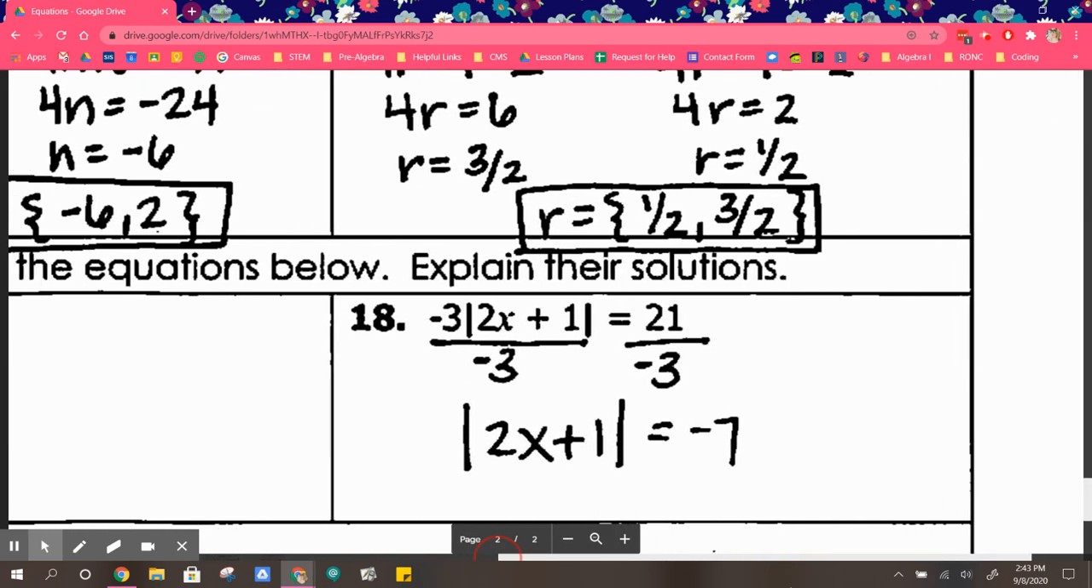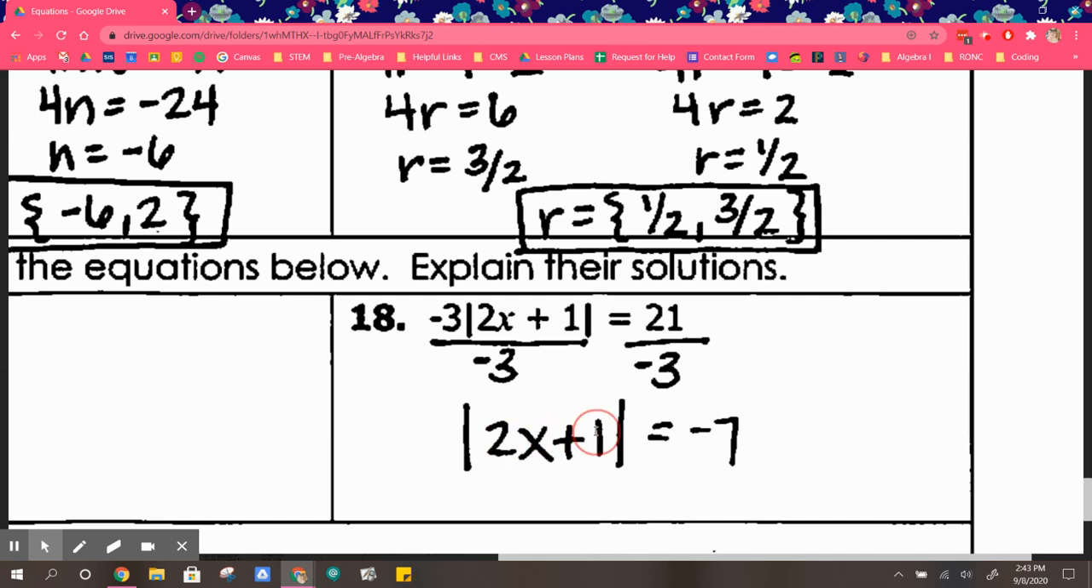Okay, and then for number 18, you want to go ahead and start solving this. And we have our -3 times our absolute value of 2x plus 1 equals 21. So we're going to go ahead and divide both sides by -3. And we do end up with 2x plus 1 in the absolute value equals -7. Again, this is saying the absolute value of something is equal to a negative number. That is not physically possible.